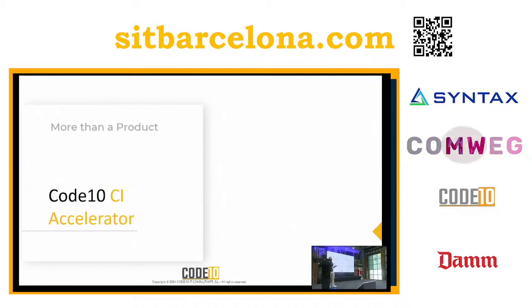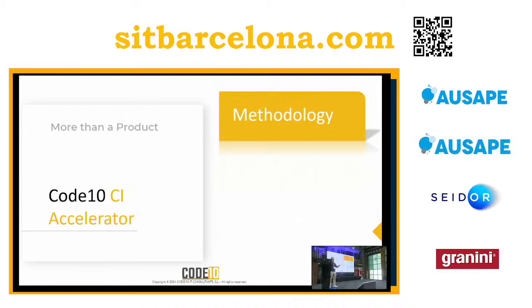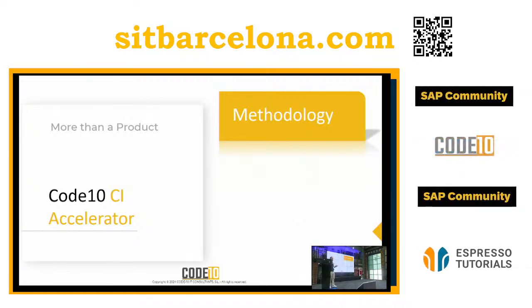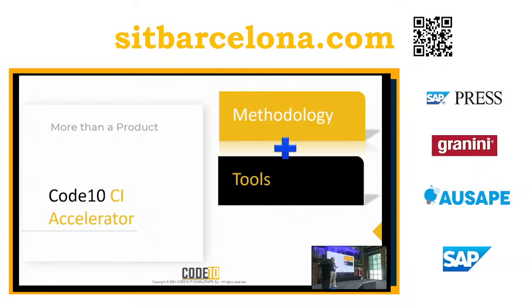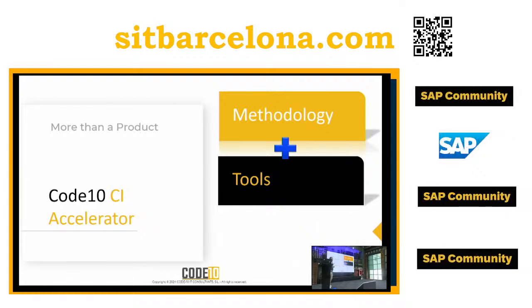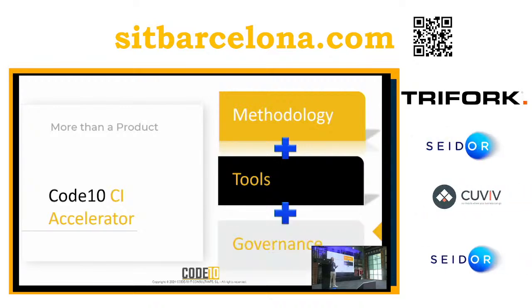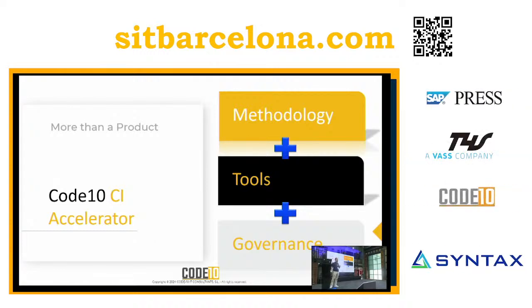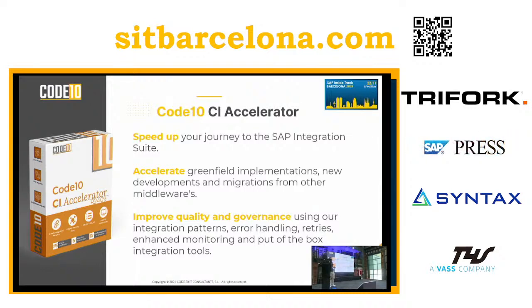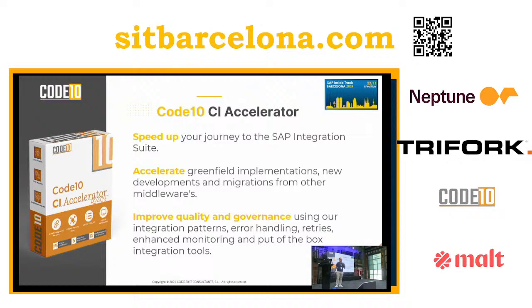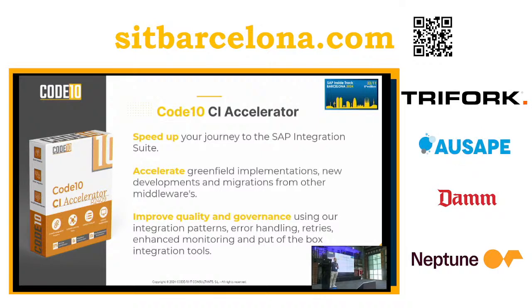But COTEN CI Accelerator is more than a product. It comprises a methodology. Our methodology is based on SAP Activate, and it has proved to be quite successful for this kind of project. We also have tools, and this is what we are going to focus on today. I'm sure that nobody here wants to talk about methodology, so today we will focus on the tools that we have in order to speed up these projects. But it's also important to have governance, and for governance there is also a long way to walk for us and for SAP as well. So, what is the objective of the CI Accelerator? Speed up and accelerate the journey to the cloud. But much more important than doing it very fast is to guarantee good quality and good governance of our integration system.